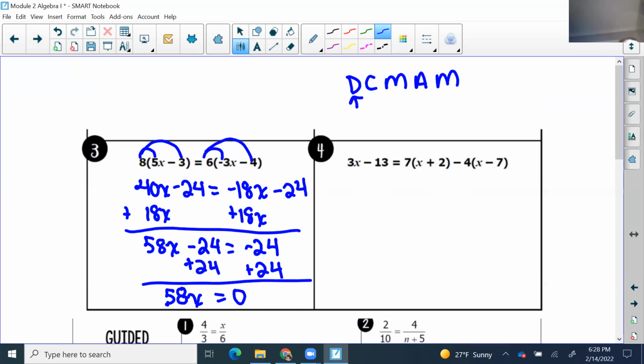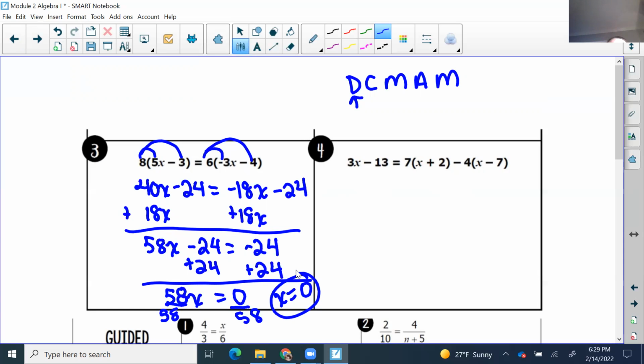By dividing both sides of the equation by the coefficient of x, which is 58, I get 0 divided by 58. 0 divided by any number is 0. So x is equal to 0. Okay, so a lot of times people are like, uh-oh, what do I do when it's equal to 0? Well, we don't have anything against 0. 0 is still a number. It still works.